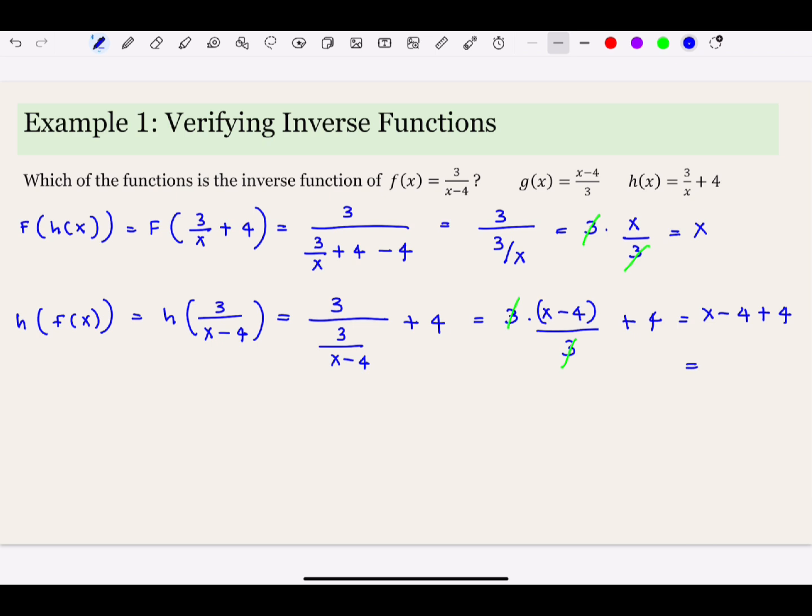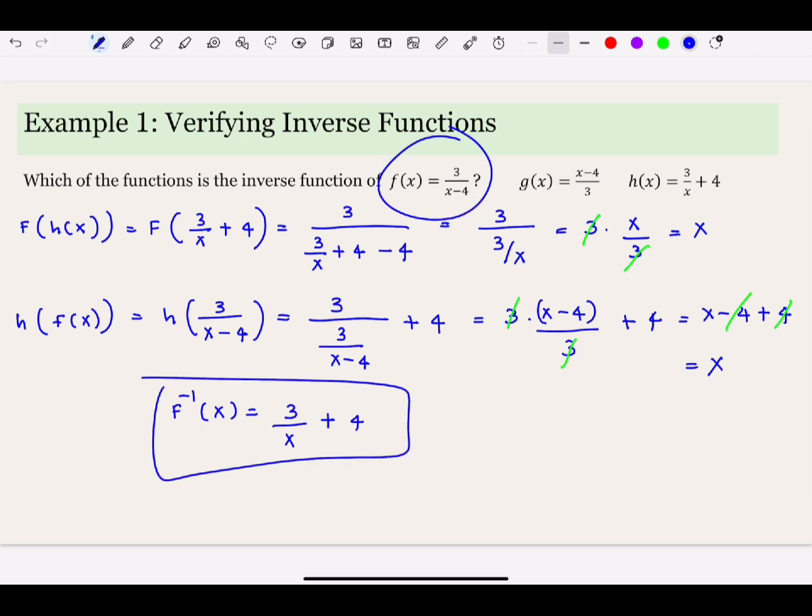So the plus 4 and the negative 4 will cancel out. So you have x. Here you can clearly see that if you take the compositions of f and h, both compositions give back x. So that means h is the inverse of f of x. So you can write f inverse of x is the h function. This is the inverse of f of x.